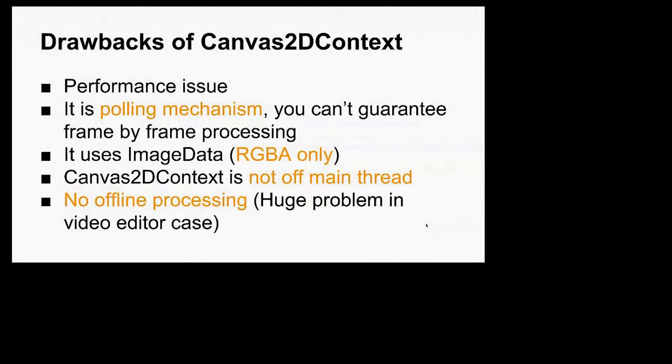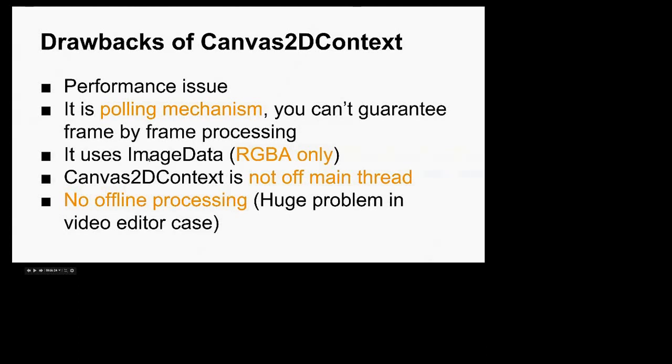Okay, so we summarized several drawbacks here about the canvas-based framework. Except for the performance issues we described in the previous slides, there are 4 extra drawbacks. The first one is that the canvas-based framework uses a polling mechanism, which means that you cannot guarantee frame-by-frame processing. So this will be a vital issue if you want to do video processing. And the second one is that the canvas-based framework uses image data as the interface to access the raw image data. But image data is limited to the RGBA color format only.